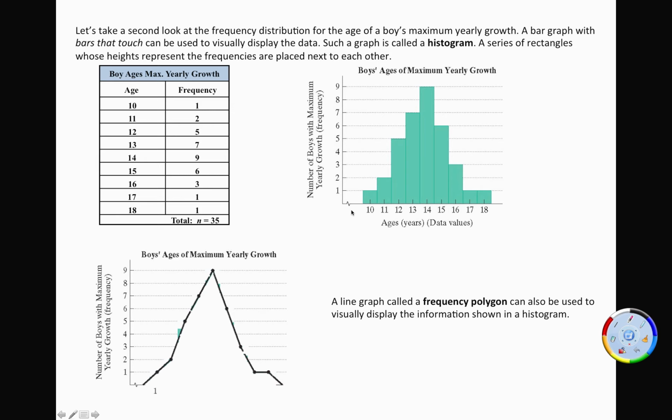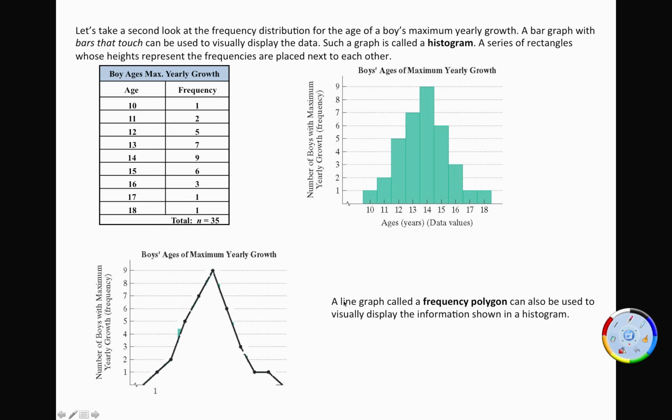The break along the horizontal axis right here, this little zigzag, symbolizes that there are some missing data values. So that's how we get away with just starting at 10. We say a break here, and we're missing the data values from 1 through 9.